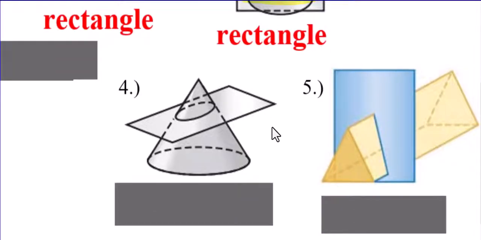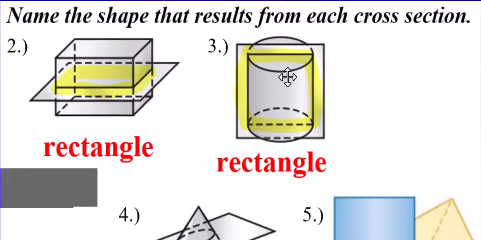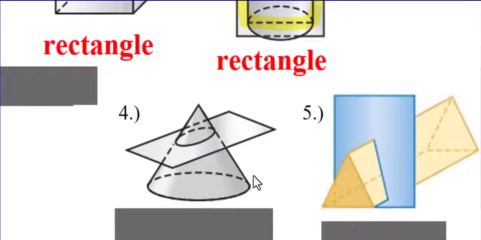Problem number 4. Wait a minute. Didn't we already have a cylinder? Jumping back to number 3. Didn't we have cylinders on the first page? Oh, yeah, we did. Problem number 4. Didn't we already have cones on the first page? Oh, yeah, we did. And this is an angled slice, so it's not going to make a perfect circle.